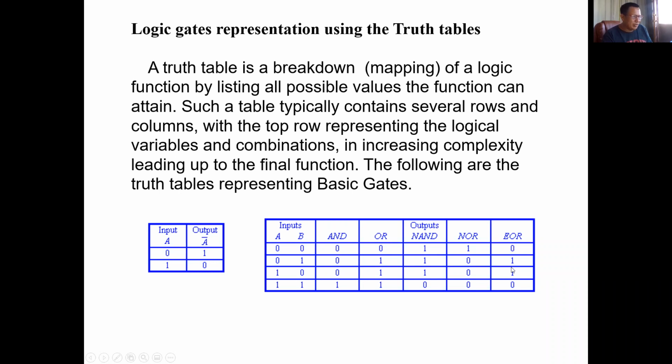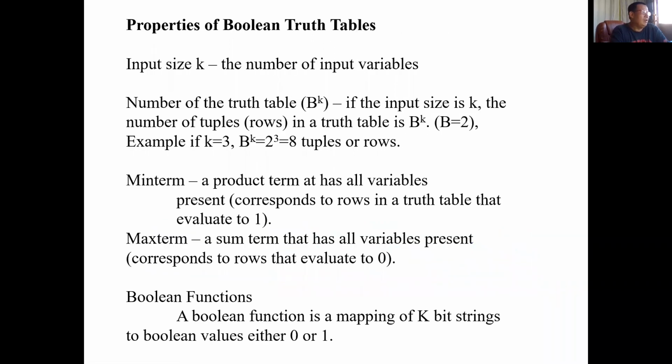Now take note of the EOR gate. The EOR gate is like an OR gate, except at the last row, where 1 EOR 1 is 0, because there should be only one 1. The count of ones should be odd, not even. Two ones is even, so the EOR will result in 0. Any questions? So the truth table.